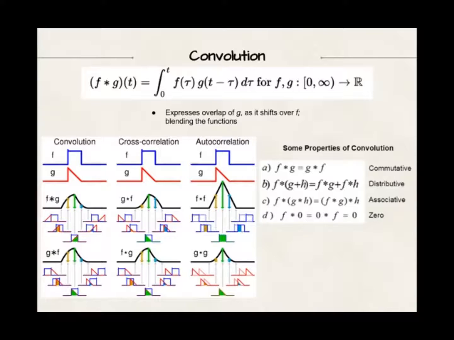Some important properties of convolution. Convolution is a commutative property, so f onto g is the same as g onto f. It is a distributive property, so f onto the quantity g plus h will be equal to f onto g plus f onto h. It is also an associative property, so parentheses don't really affect it too much, so that means f onto g, onto h, is equal to f onto g onto h. And it also follows the zero property, so f onto 0 is equal to 0 onto f as part of the commutative property, which is both going to be equal to 0.